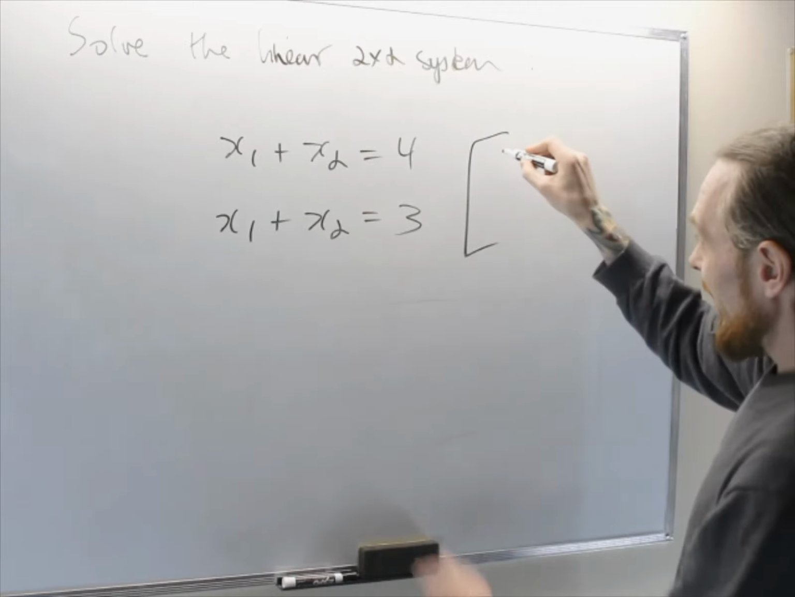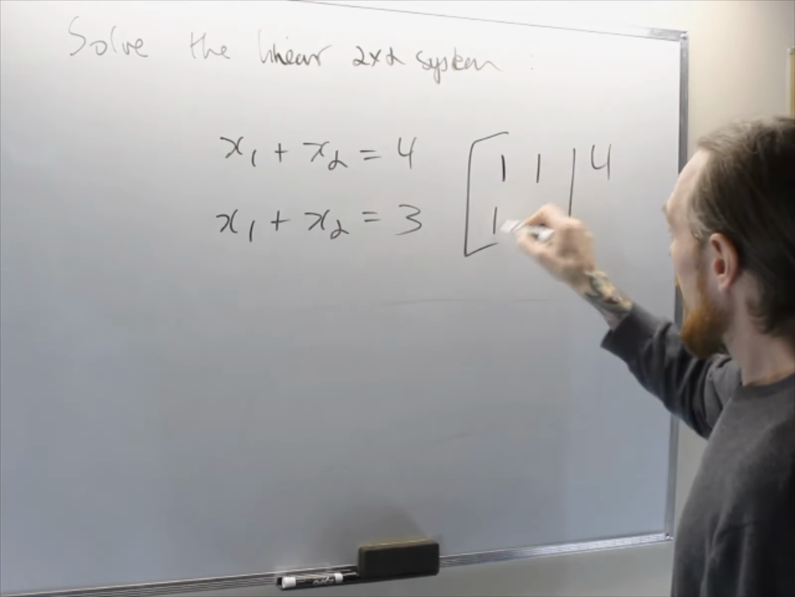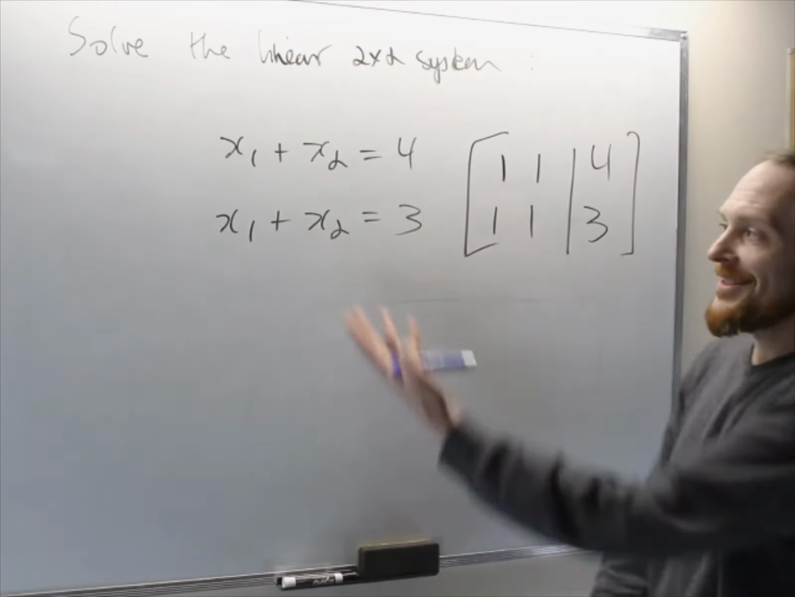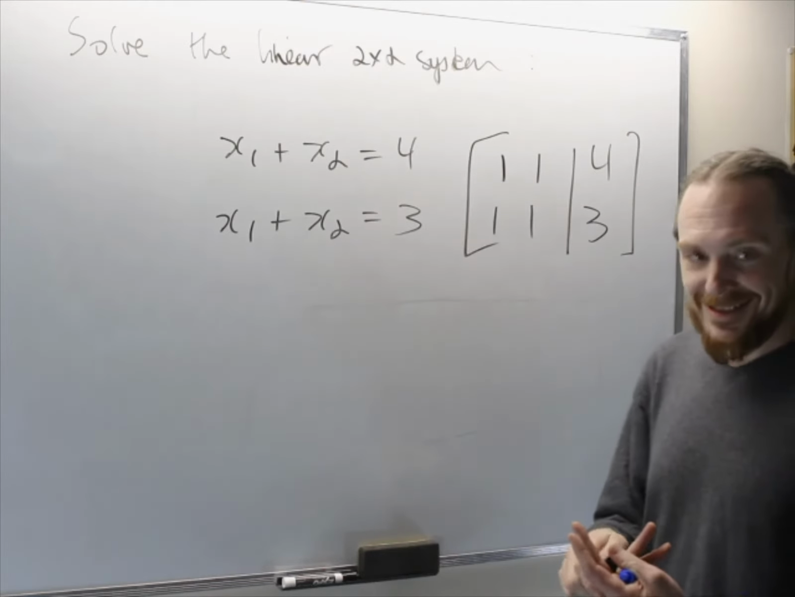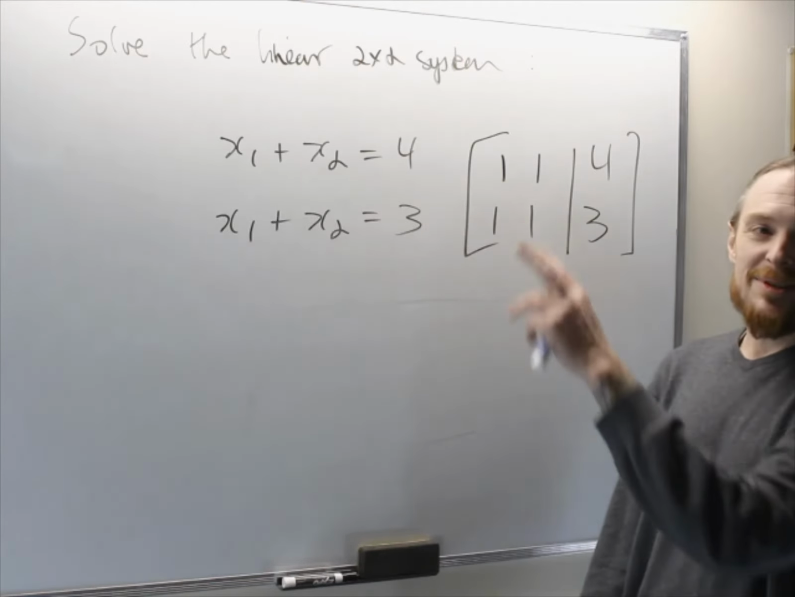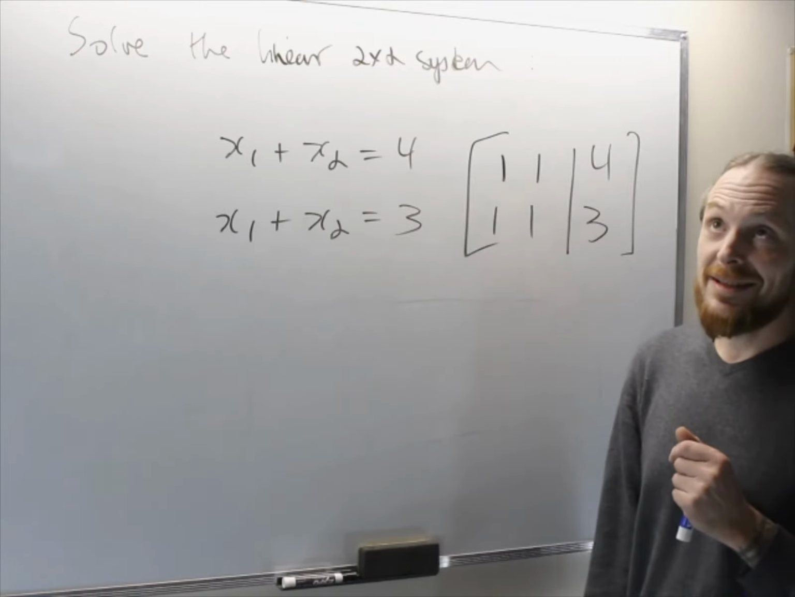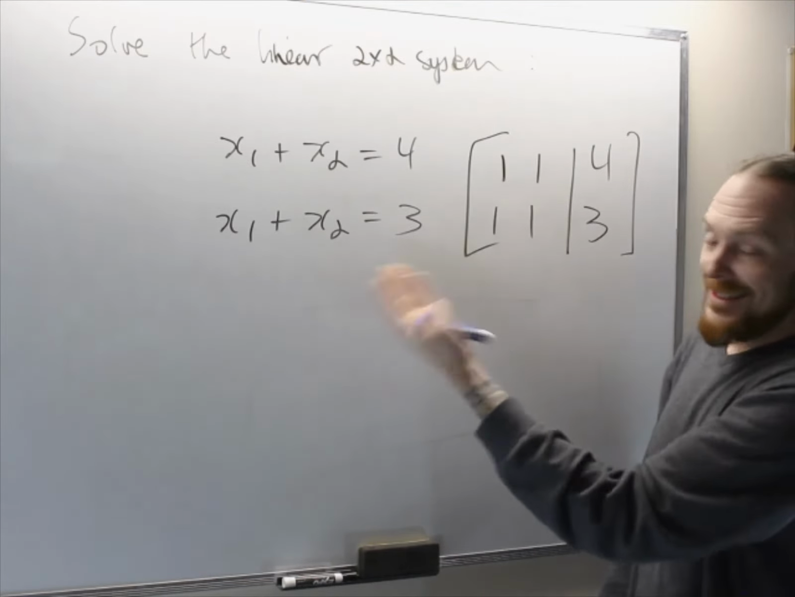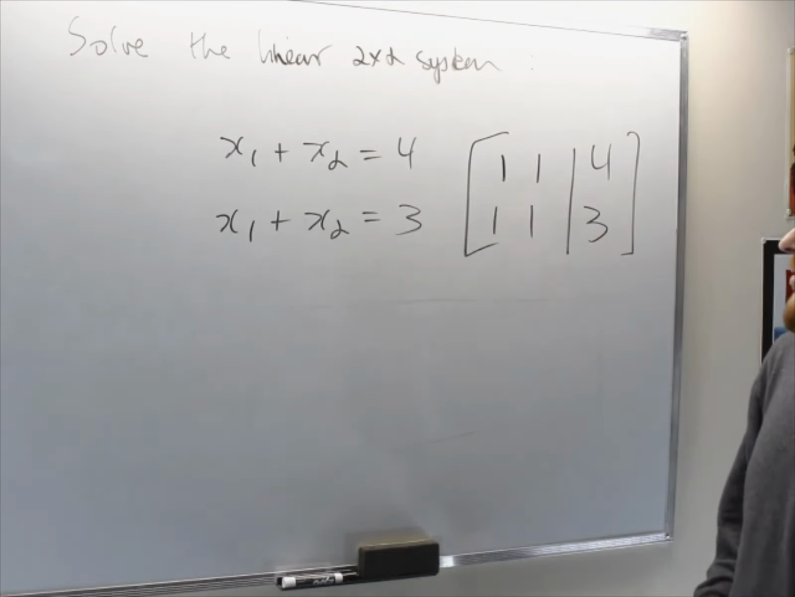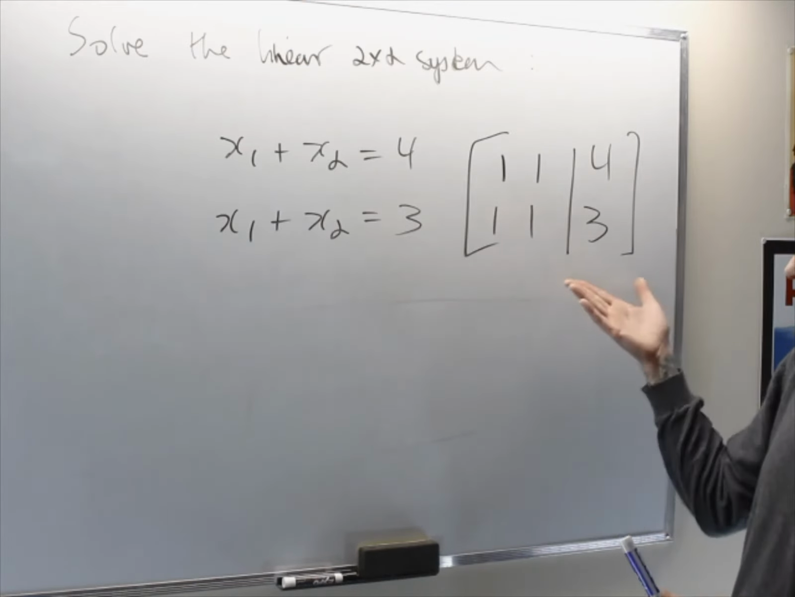So augment the matrix: 1 1 4, 1 1 3. What that really says, even if you look at it and use some common sense, is that 2 numbers are going to add to 4 and the same 2 numbers are going to add to 3. That seems like something's going to go wrong, so let's see how easy it is to find that out in the augmented matrix. So once again, I've augmented the matrix.